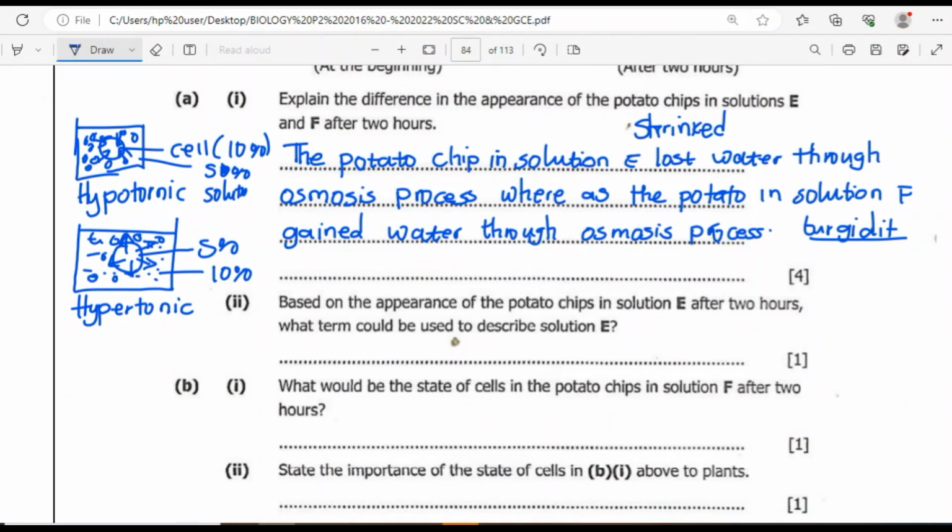If you put in hypotonic solution, the cell gains. So in summary, in hypo it gains, in hyper it loses. Now, what of a solution where we have equal concentration? The cell has 10% salt solution, then the solution has also 10%. What happens? So in this case, we are not going to have any effect because the concentrations are equal. So the water molecules move inside the cell and also at the same time move outside.